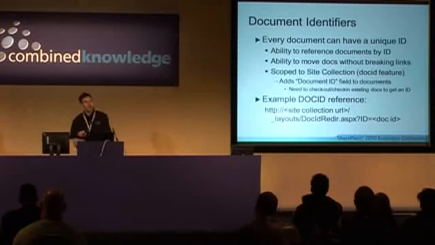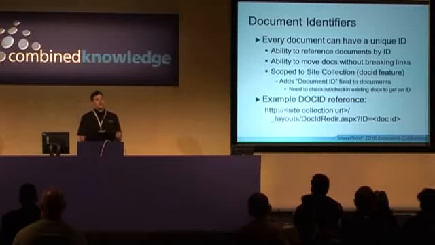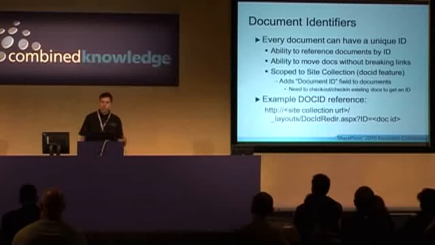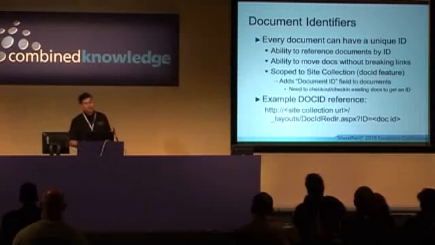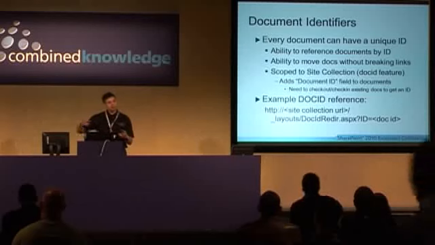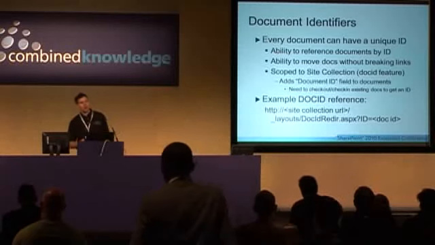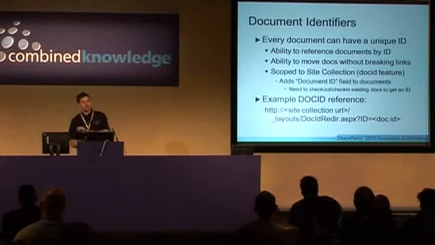So, document identifiers. Every document can have a unique ID. We've got the ability to reference these documents by ID, and when we get to the demo, we'll be having a look at that, so we can see that we can get to a document specifically by ID. Some records managers probably do think of documents on an ID level rather than necessarily thinking about where it is. We can move records and documents without breaking any links as well. Once we move that document from one site collection, because it's already been tagged with that document ID, we'll be ensuring that it maintains that document ID.